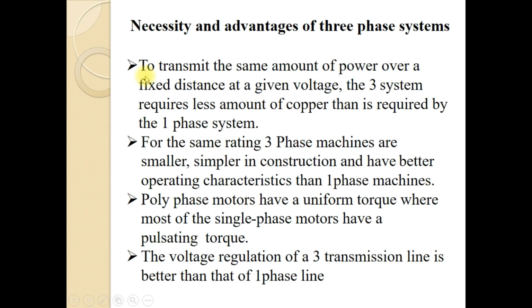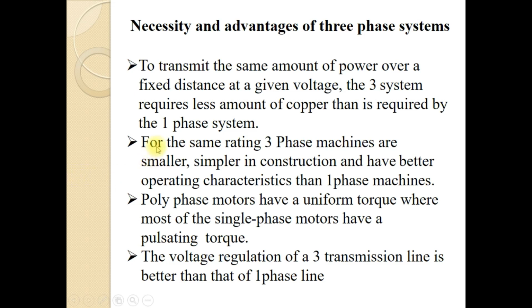The first and foremost is that to transmit the same amount of power over a fixed distance at a given voltage, the three-phase system requires less copper than a single-phase system. That means if we compare the copper requirement for transmitting a given amount of power over a given distance, the three-phase system requires less copper. And less copper means other accessories and infrastructure requirements will also be less.